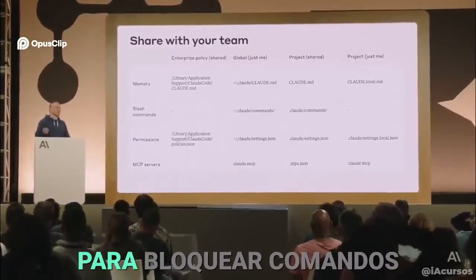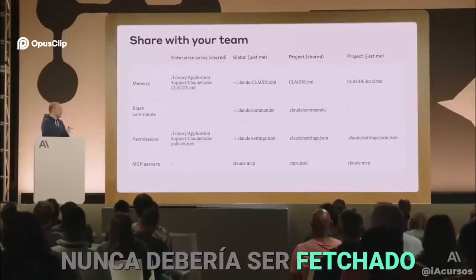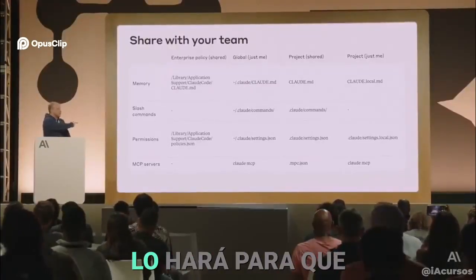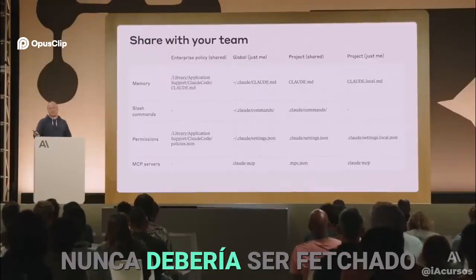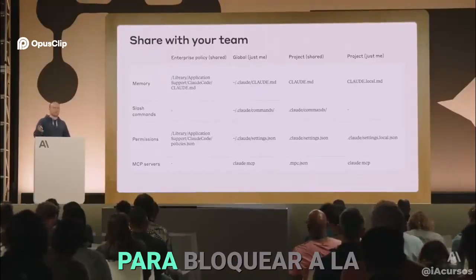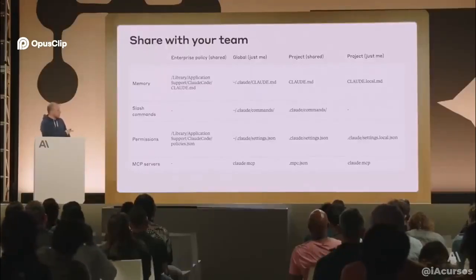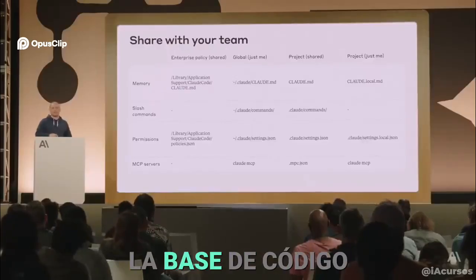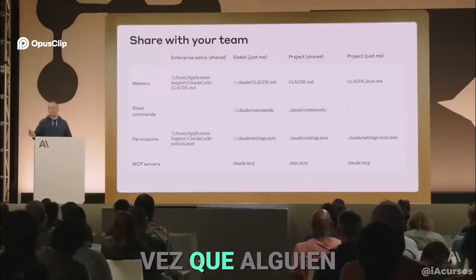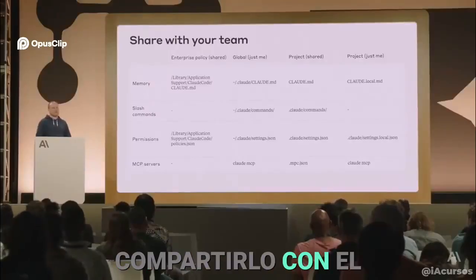And you can also use this to block commands. For example, let's say there's a URL that should never be fetched. Just add it to this config, and that'll make it so an employee cannot override it, and that URL can never be fetched. So pretty convenient both to unblock people and also just to keep your code base safe. And then same thing for MCP servers. Have an MCP JSON file, check it into the code base. That way, anytime someone runs Claude Code in your code base, they'll be prompted to install the MCP servers and share it with the team.